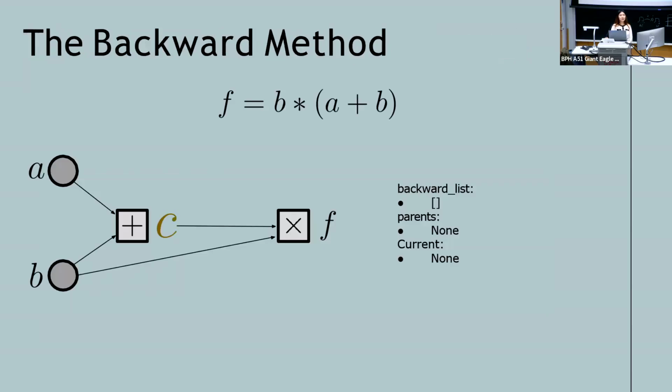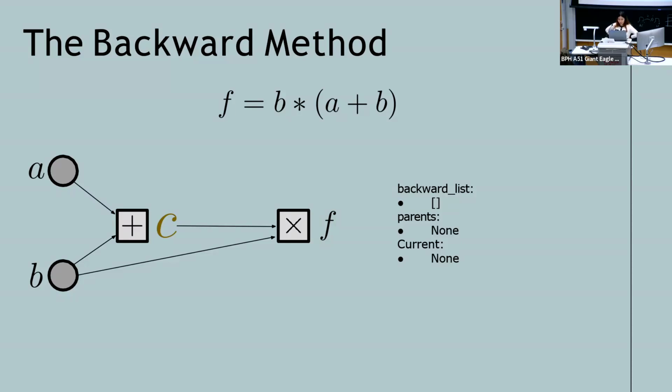Okay, cool. So this is basically how we compute the forward pass. And then how does the backward work? Let's go back to this example. Here we have the expression B multiplied by A plus B. Then what do we need in the backward propagation? We need three things. The first one is the backward list. Why do we need this backward list? It is just a queue or a list that stores the nodes in the order that we will process them. Why do we need that?